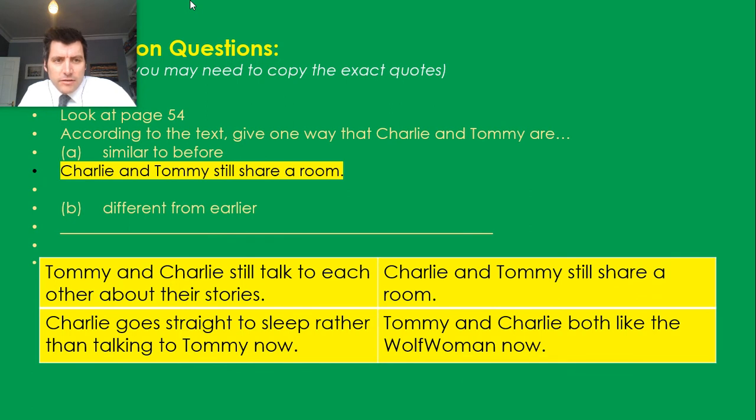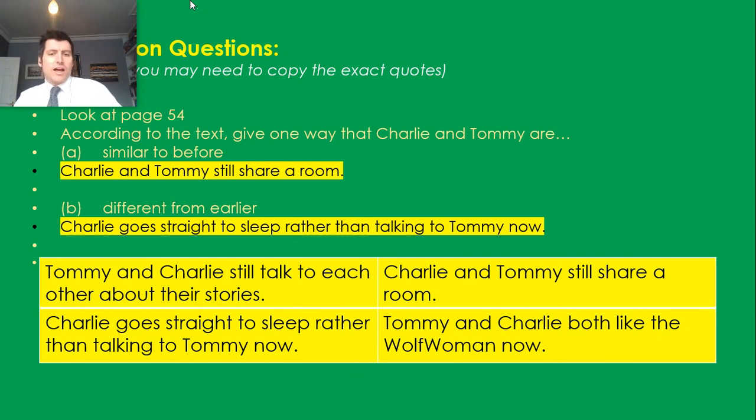Then are they different from each other? So different from earlier. How is something different? Now is a clue word, isn't it? Because it shows me something's different now to how it was before. So Charlie goes to sleep rather than, as well, that comparative word, rather than talking to Tommy now.